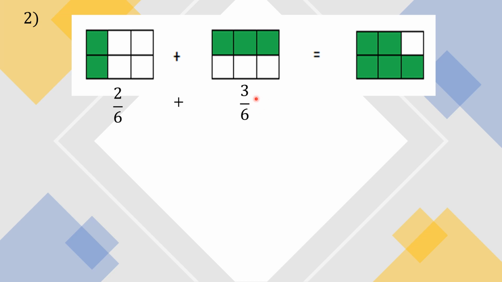There is 3/6. Why 3/6? Because there are 3 shaded parts out of 6. That's why it's 3/6.